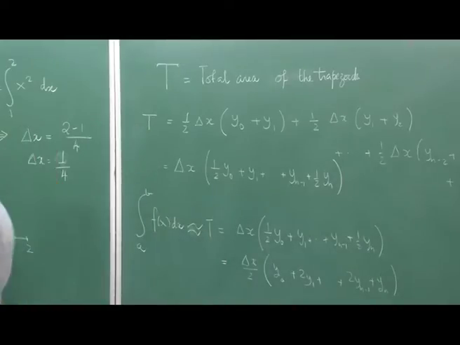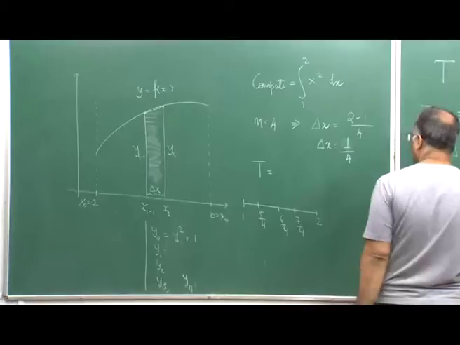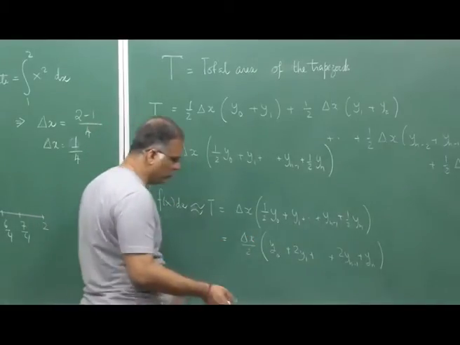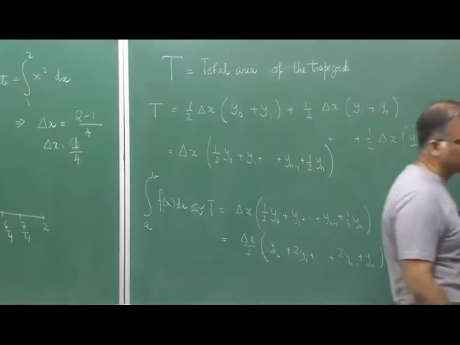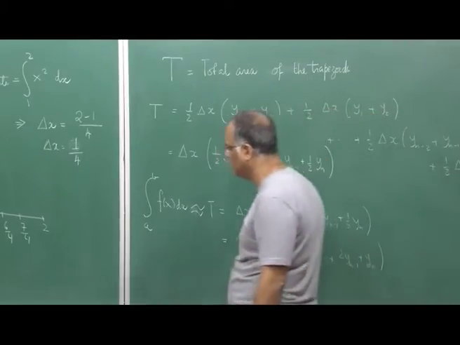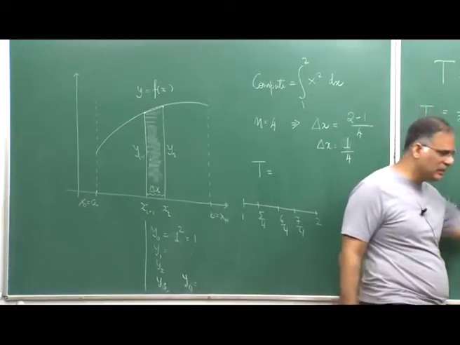So, here also you can write in the same way. You put del of x is 1/4, so 1/4 by 2. 1/4 divided by 2 is 1/8, and that 1/8 into 1 plus 2 into y1, y1 means 5 by 4 whole square, which is nothing but 25 by 16, and so on and so forth.